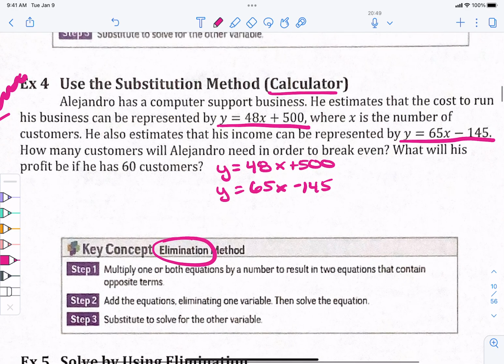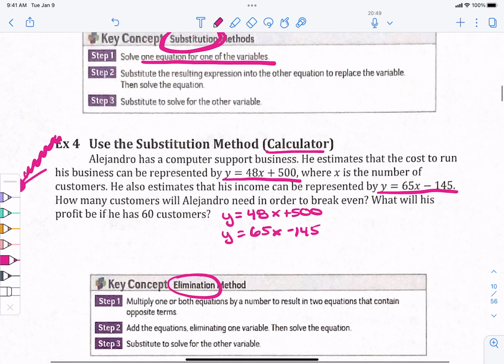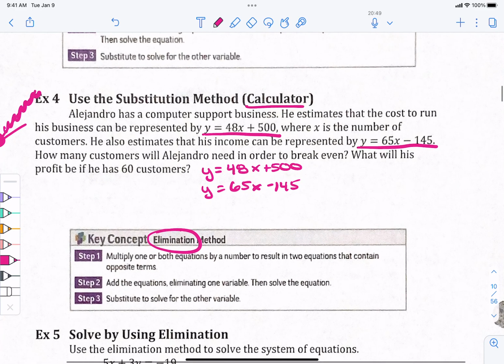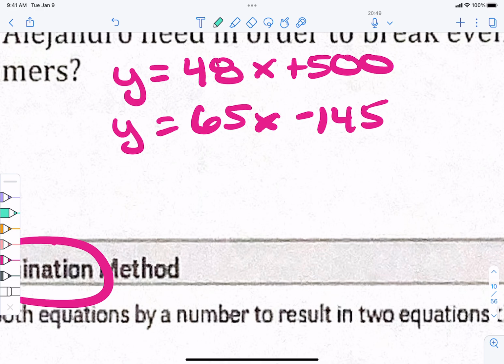Now the really nice thing is that we want to solve for one of the variables, okay? I technically have 4 variables going on here: a y and an x and a y and an x. And only one of those 4 things has to be solved for, but in this one, I have 2 y's that are already solved for, which is super perfect. I don't have to do any work getting y by itself, right?